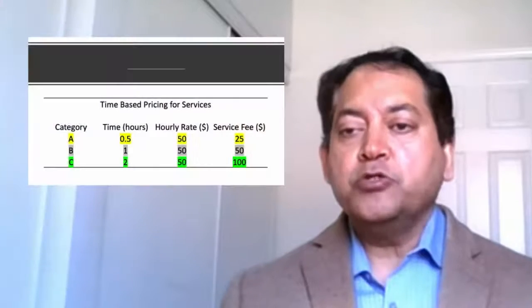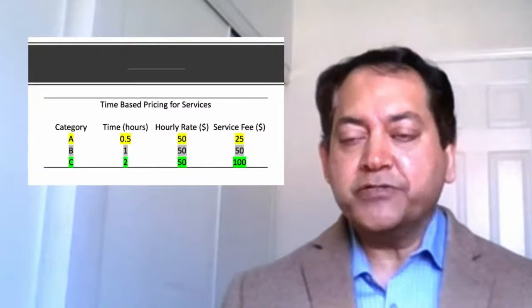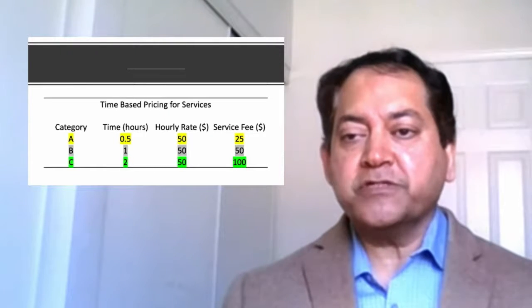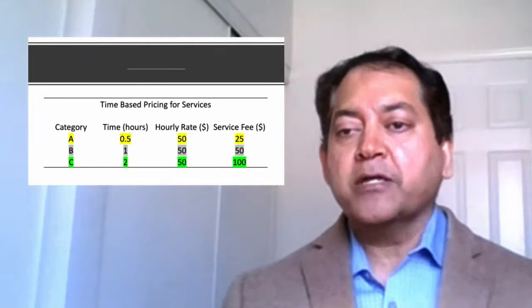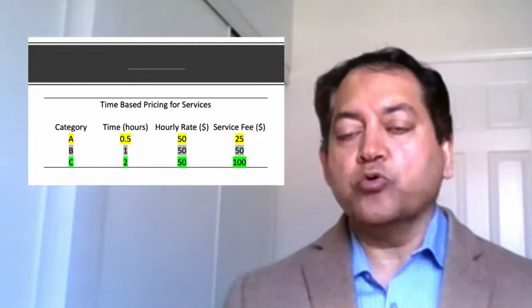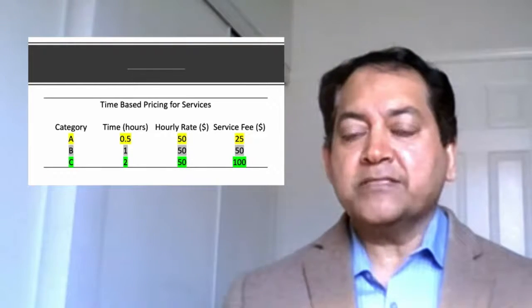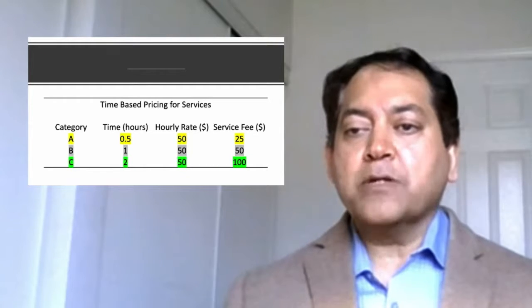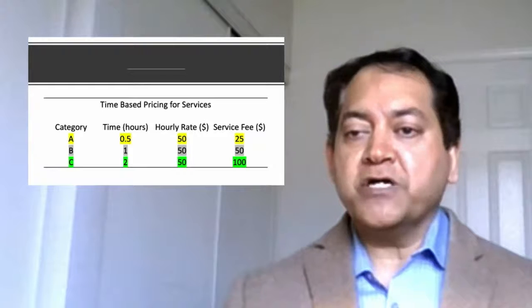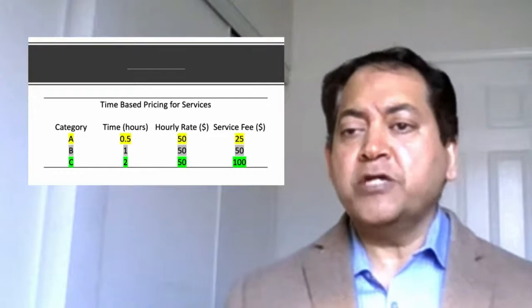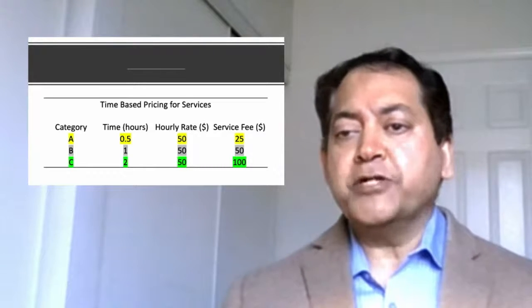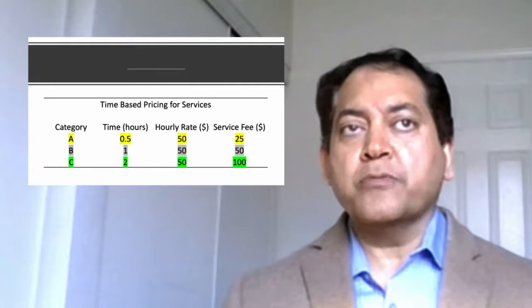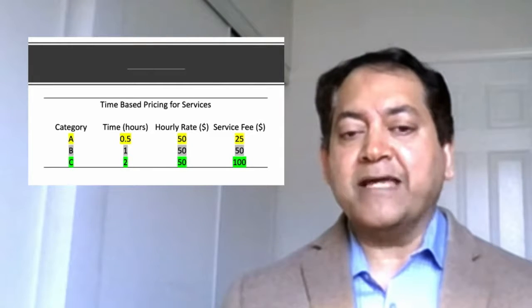But the two relevant points that may be of interest to most service sector owners is that you need to categorize your heterogeneous services into homogeneous groups. For example, category A, category B, C, and so on. And then you need to calculate the average time spent for completing one unit of service within each category. Suppose in category A, you take just half an hour to complete one unit, and in category B, you probably take, say, 1 hour, something like that.